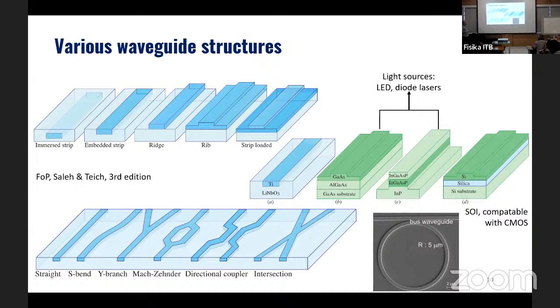Now, this lower one is, let's say if you already choose a material, you want to use this waveguide in some sort of circuit, right? So light can go straight, can do bends, can be split using this kind of Y junction, can interfere to make a certain kind of filter called a Mach-Zehnder interferometer, can be put in one input port and then be split into two output ports, and so on and so forth. And then, of course, very important, the workhorse of integrated photonics is the so-called optical ring resonators.